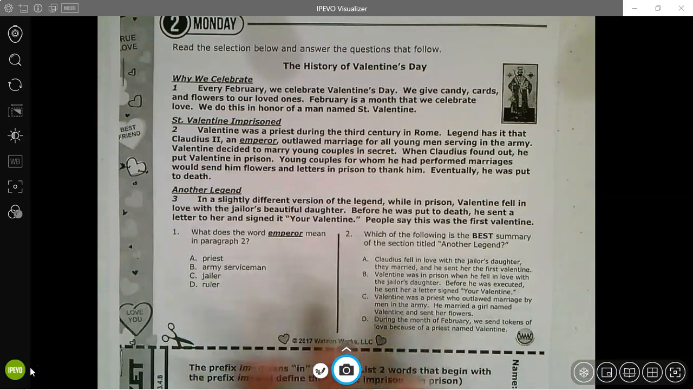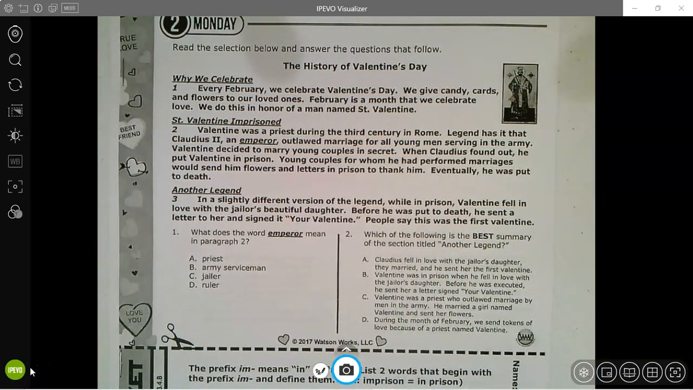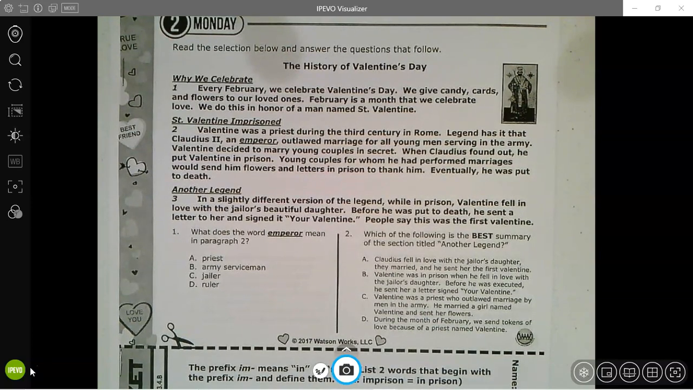Another legend. In a slightly different version of the legend, while in prison, Valentine fell in love with the janitor's beautiful daughter. Before he was put to death, he sent a letter to her and signed it, "Your Valentine." People say this was the first Valentine.